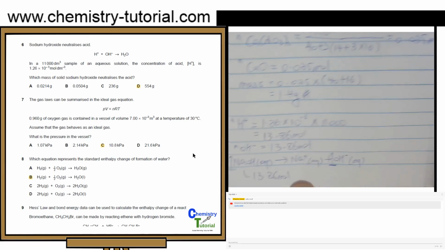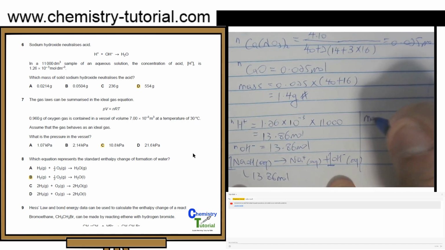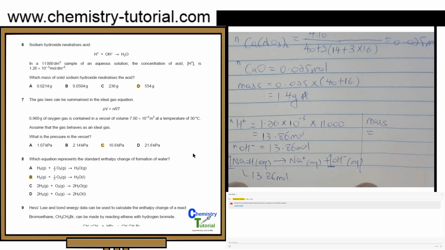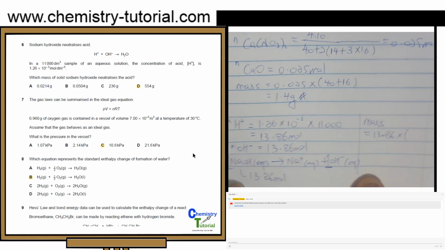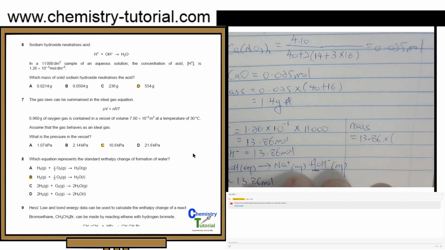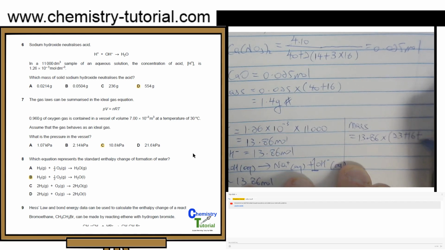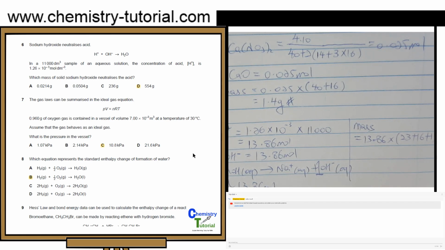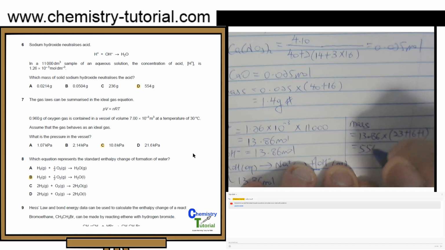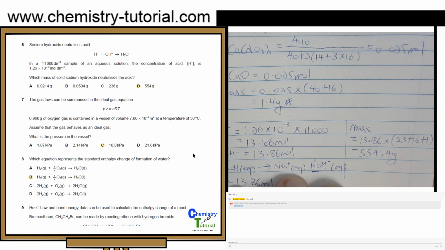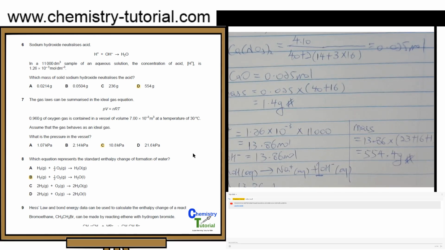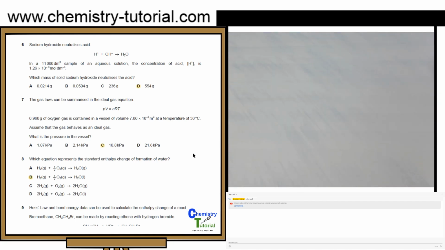Now, the question asks us for its mass. Hence, we use a formula. Number of moles is mass over Mr. So mass is the number of moles multiplied by the Mr. So the Ar of sodium is 23, oxygen is 16, hydrogen is 1. So 13.86 multiplied by the Mr of sodium hydroxide, which is 40. And this is our mass, which is 554.4 grams. So we choose the best option. In this case it is option D. Now let's look at question 7.